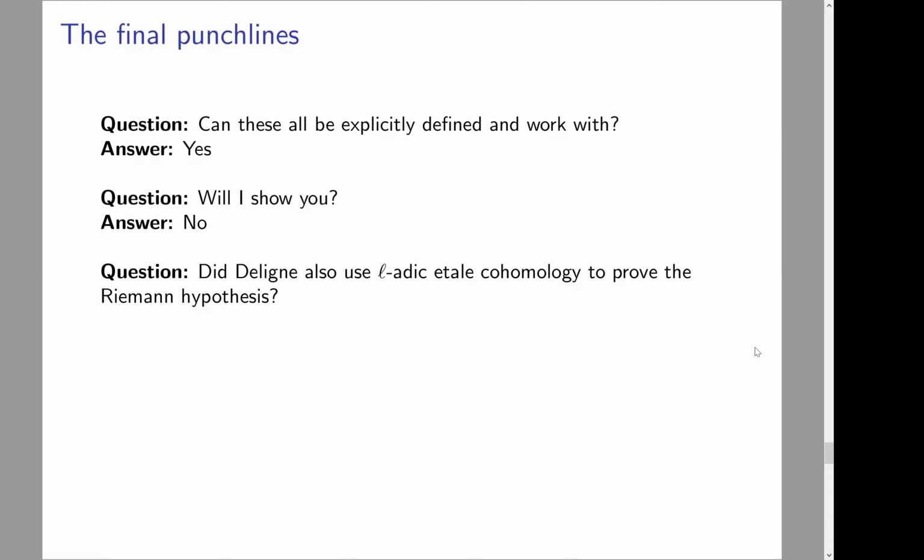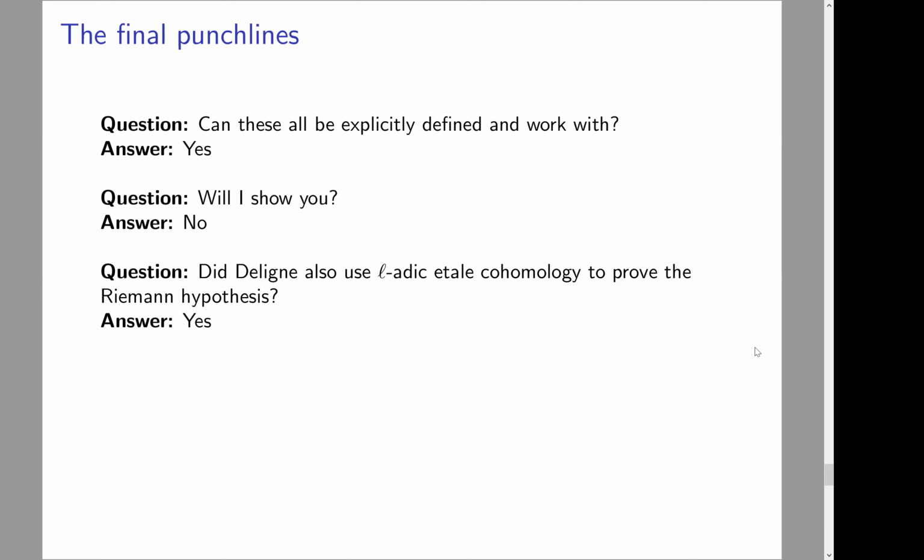And when people talk about the Weil conjectures, often what they mean is literally just the Riemann hypothesis. When people say Deligne proved the Weil conjectures, what they mean is Deligne proved the Riemann hypothesis part. The other parts were known because these cohomology theories had been constructed. But we did not know the Riemann hypothesis. So Deligne's proof does use L-adic étale cohomology, but it's not, as I say, just a formal consequence.